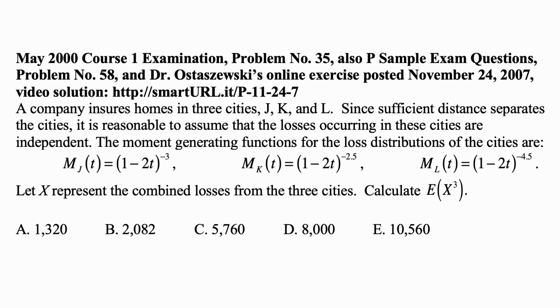Here's a problem for today for exam P. A company insures homes in 3 cities, J, K, and L. Since sufficient distance separates the cities, it is reasonable to assume that the losses occurring in these cities are independent. The moment-generating functions for the loss distributions of the cities are m_J(t) = (1 - 2t)^(-3), m_K(t) = (1 - 2t)^(-2.5), and m_L(t) = (1 - 2t)^(-4.5). Let X represent the combined losses from the 3 cities. Calculate E[X^3], the third moment of the probability distribution of X.